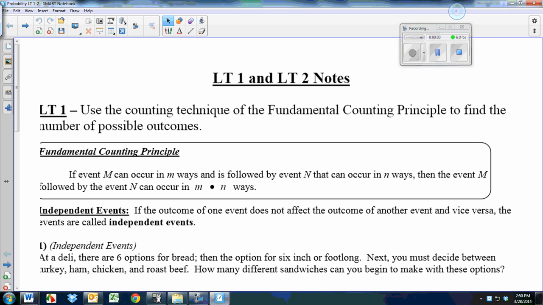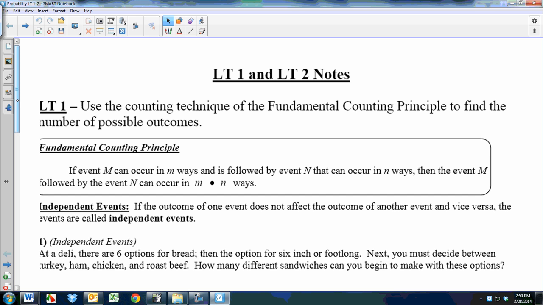Okay, this video is for Learning Target 1 and 2. Actually, this video is just for Learning Target 1. There will be another video for number 2. But in these two targets, they're really connected because they're both different ways to count things, to count small events or big events. Some of the smaller events later in our probabilities, we will just count fingers and toes. But when the numbers are too large, we are going to need some of these counting principles and some of these counting techniques to count the large events.